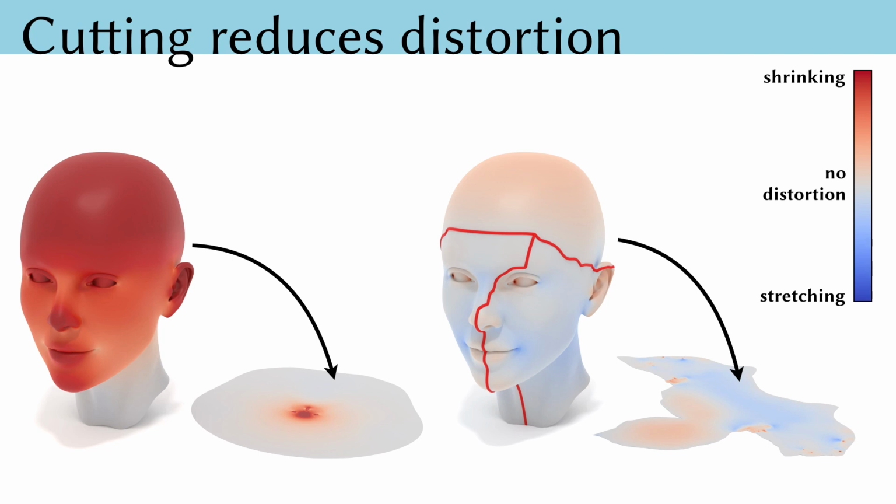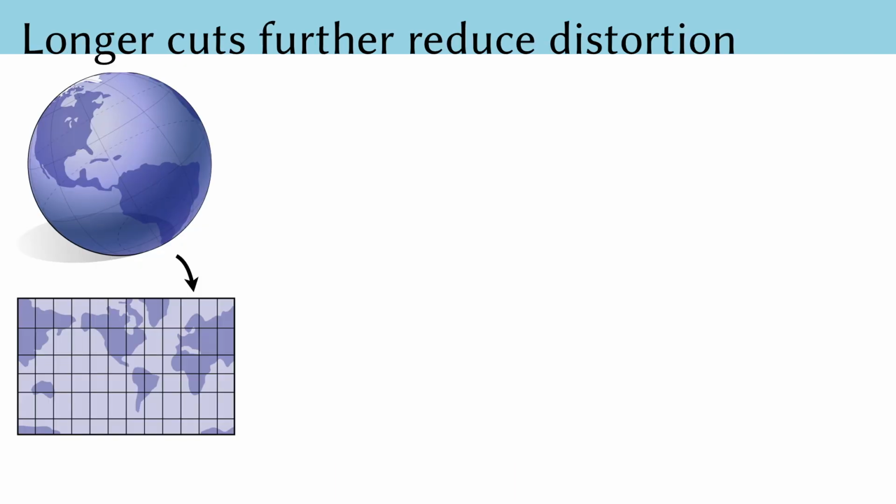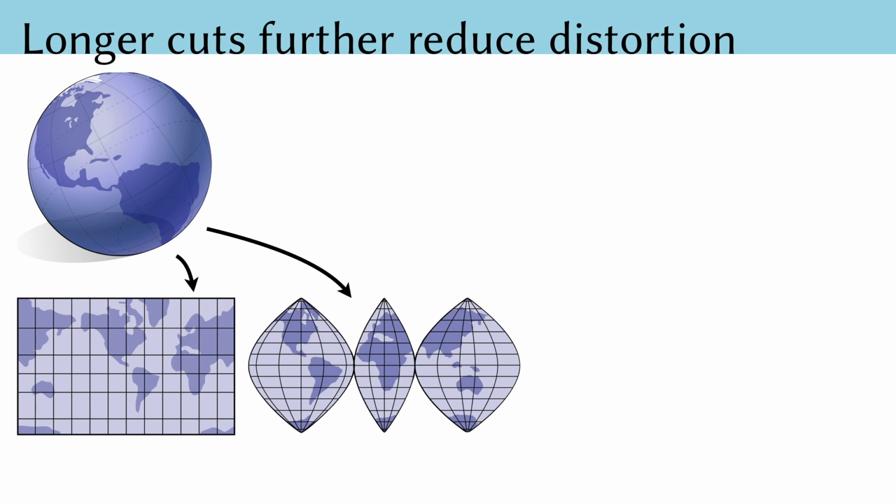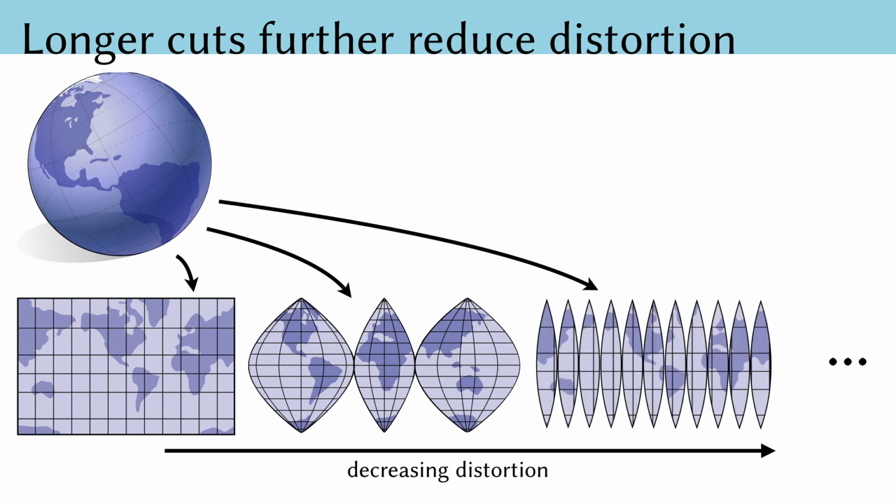Naively, a shape might need to be drastically stretched to map to the plane, but making just a few cuts, as you see here, dramatically reduces the distortion. In fact, we can always make more and more cuts to drive distortion arbitrarily low. This means that on its own, minimizing distortion is not even a well-posed objective, because we can always make more cuts to drive distortion a little bit lower.